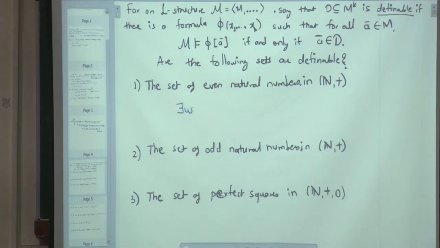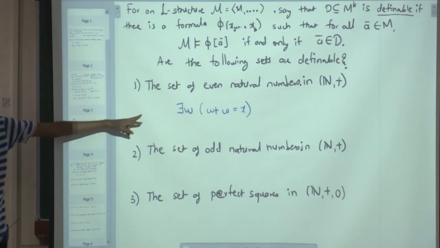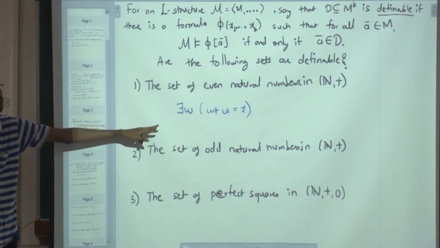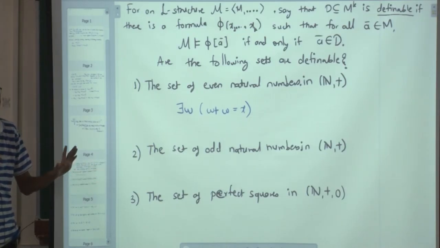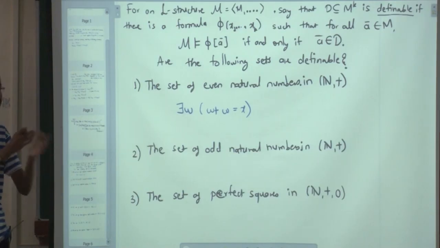There exists a W such that... okay, maybe I will just use the letter plus here. So, just tell me, W plus W is equal to? Now, this is a formula in one variable X, one free variable. If I substitute for X an even number, then this formula will be true. And if I substitute an odd number, then the formula will be false. So, you understand that that is precisely the distinction between even and odds.